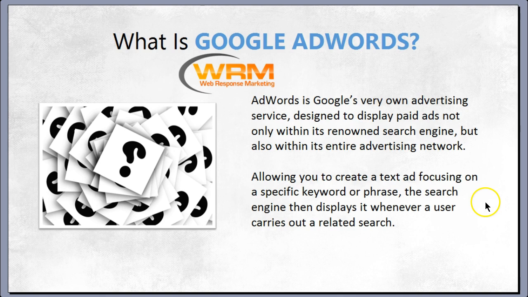So basically, Google is allowing you to create a text ad focusing on a specific keyword or phrase that you know about your business, and then the search engine displays it whenever a user carries out a related search, either on google.com itself or any of its advertising network, which Google has partnered with.